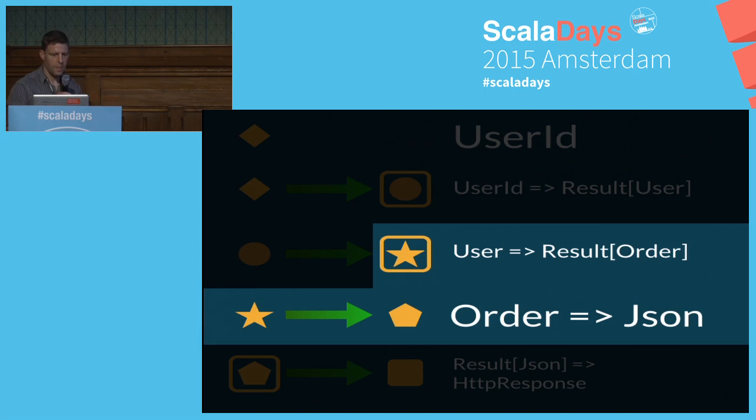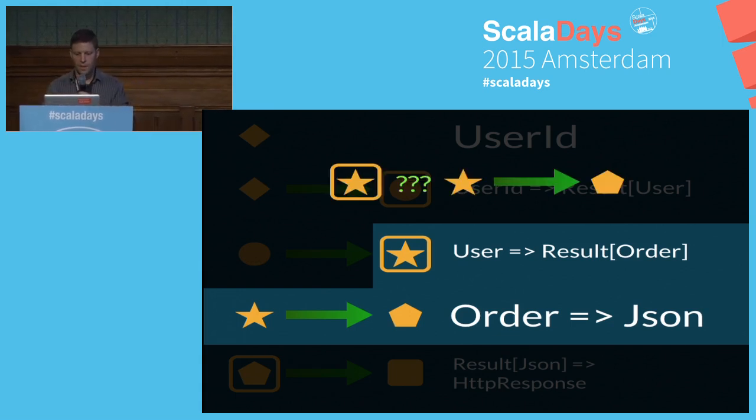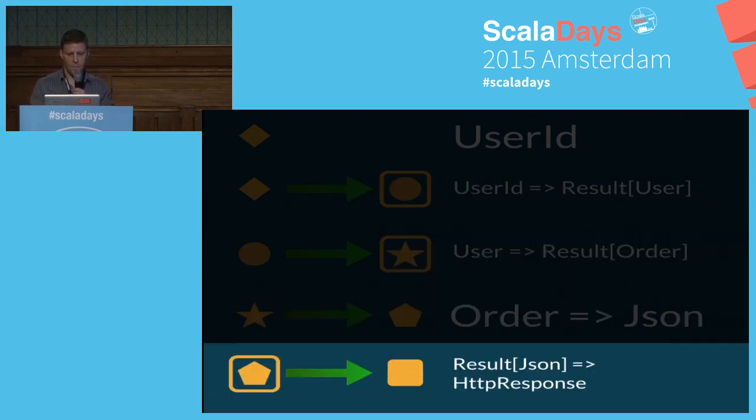Okay, the next step, I have this result of order, and I have this function from order to JSON. So what's the function I should be using to glue these two parts of the computation together? And again, in abstract it's this, and you can recognize the pattern from the earlier slide, and the answer here is map. Map is the right thing to use here. Glue these two computations together, and we end up with a result of JSON.